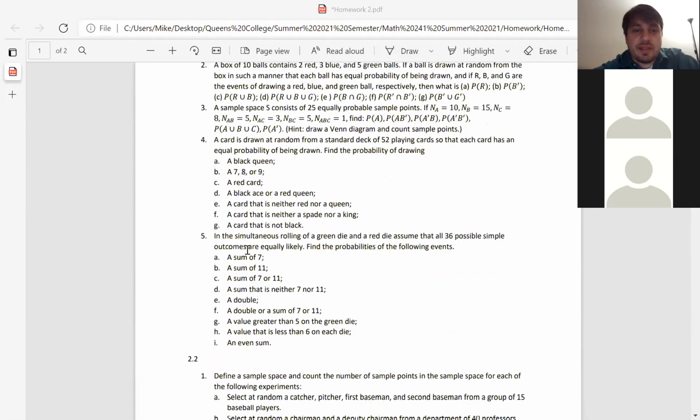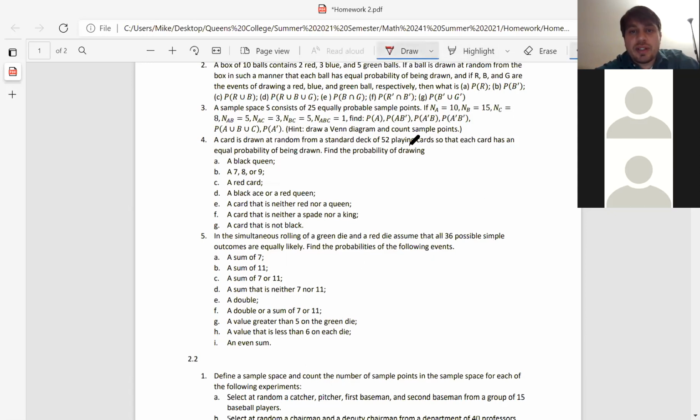5A. Okay, so 5A, it says, in the simultaneous rolling of a green die and a red die, assume that all 36 possible simple outcomes are equally likely. Find the probabilities of the following events. So A is a sum of 7.